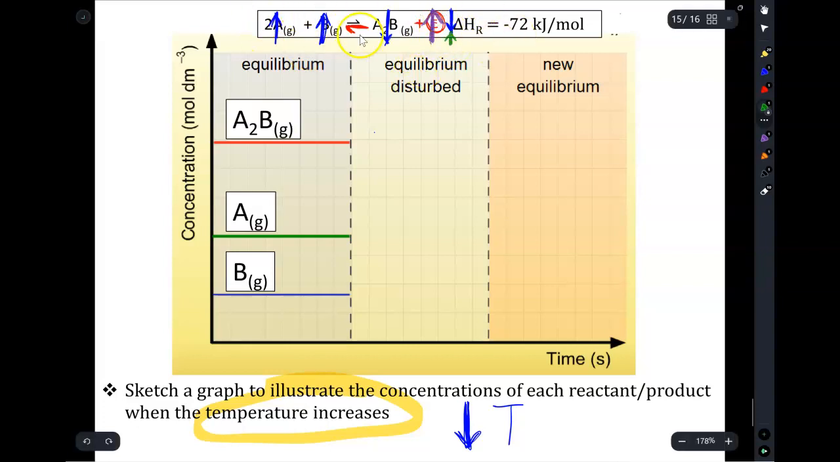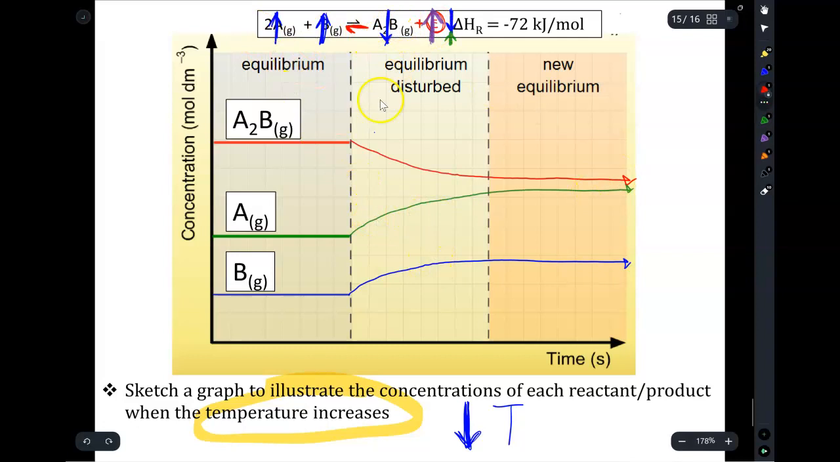All right, so let's convert all of this into our diagram below. Both B and A should increase, while A2B will decrease.